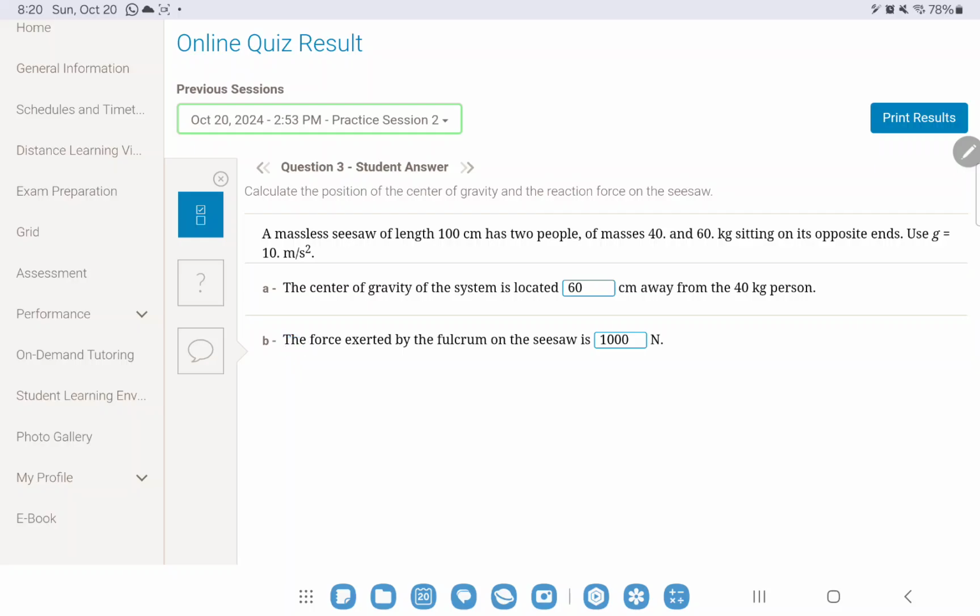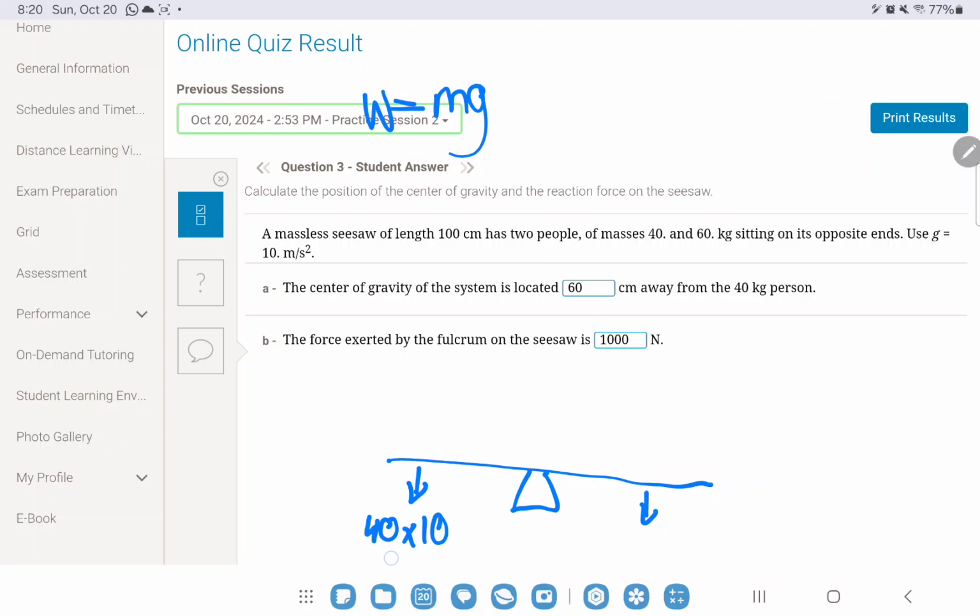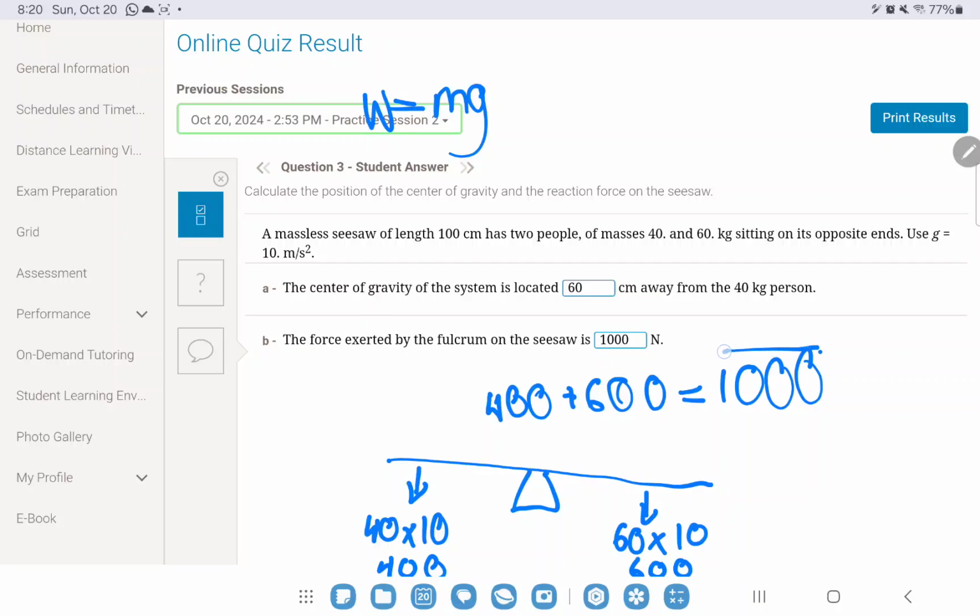Now for part B, they want the force exerted by the fulcrum of the seesaw. The seesaw is massless, it has no mass. So all we know is we have weight acting here, that the seesaw has to resist. So we'll find the weight. Since here you have a 40 kilogram person, you multiply it by 10 to find weight, because W equals mg. So here you have 400, and here you have 60 kilograms times 10, 600. Since it's resisting these two, you're gonna do 400 plus 600 gives you 1000, and that's your answer. That is it. Now let's move on to the next part.